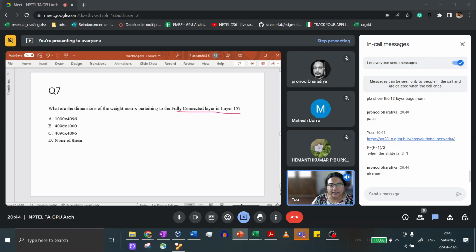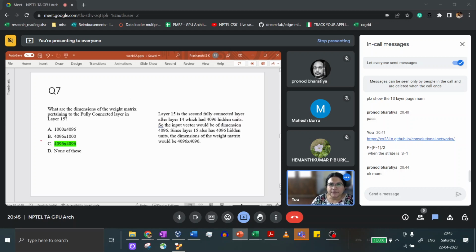Let's look at this one. I think we haven't discussed a fully connected layer yet, so you might not know. It's 4096, right? This had 4096 hidden units, and the input vector would be of this dimension, and this also has 4096. Let's take this to be 4 right now, so 4 on either side. It would be something like this: 4 here, 4 here.